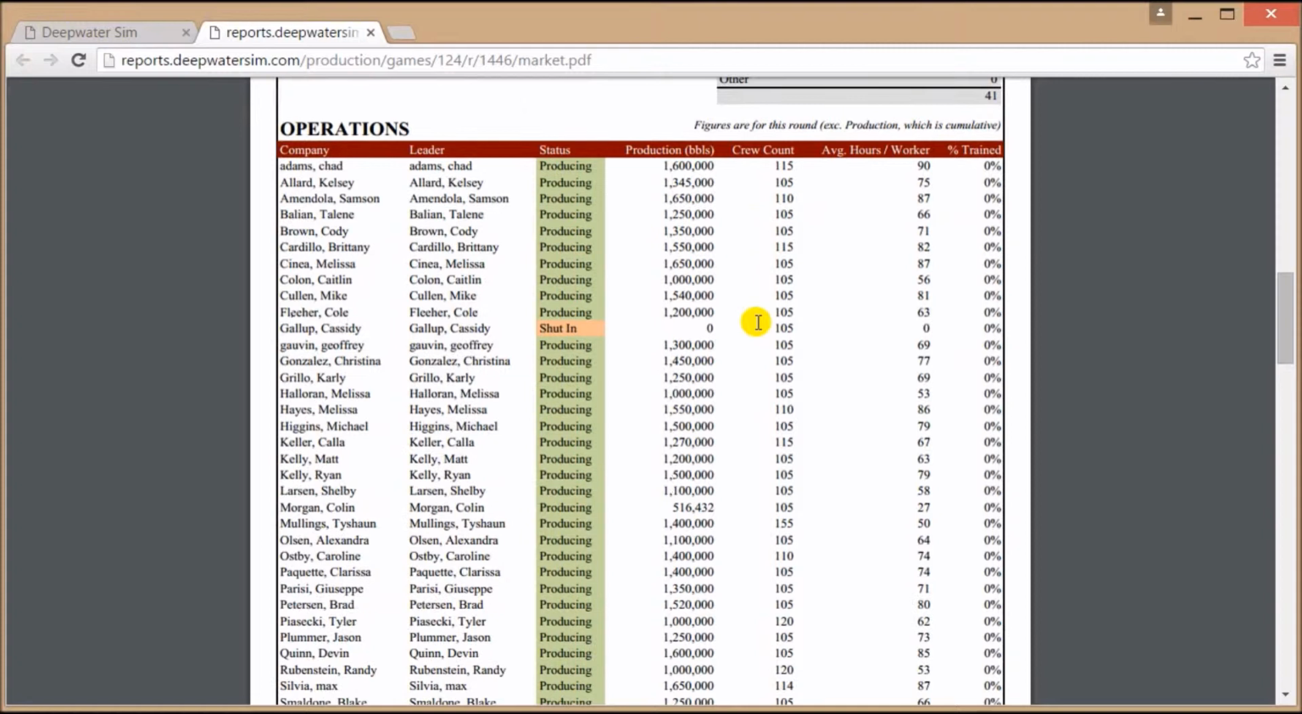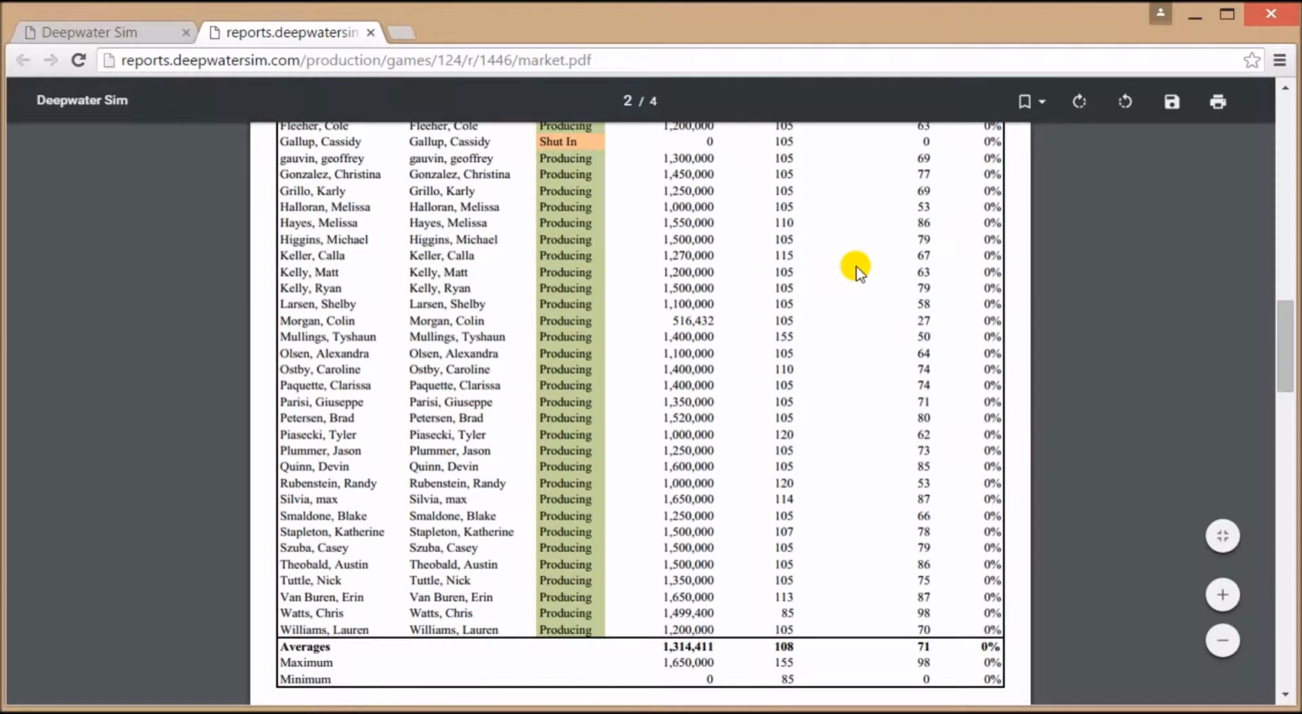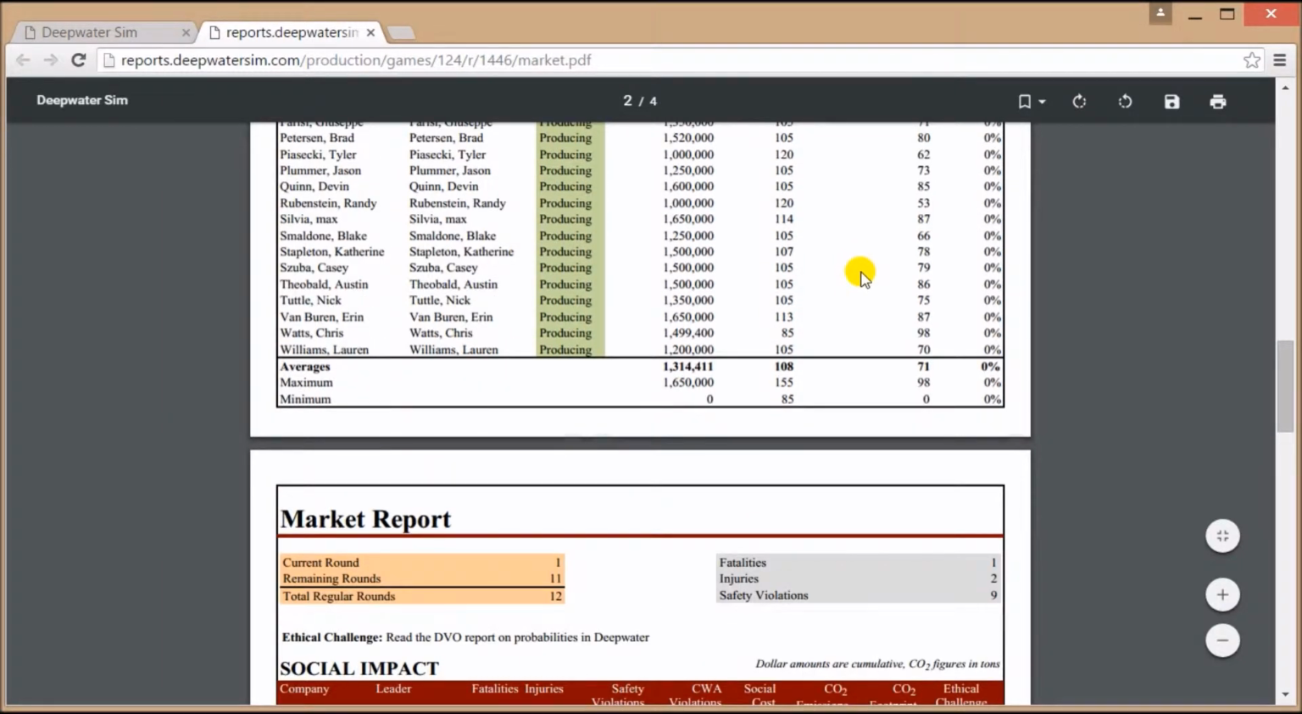Then there's the operations report. Notice that this market report does not report on any decisions per se that other students have made. So we show production, and this is a cumulative amount, crew count at the end of this round, average hours per worker, and the percent trained. So you can think of this as OSHA-type information, which is publicly available on companies.